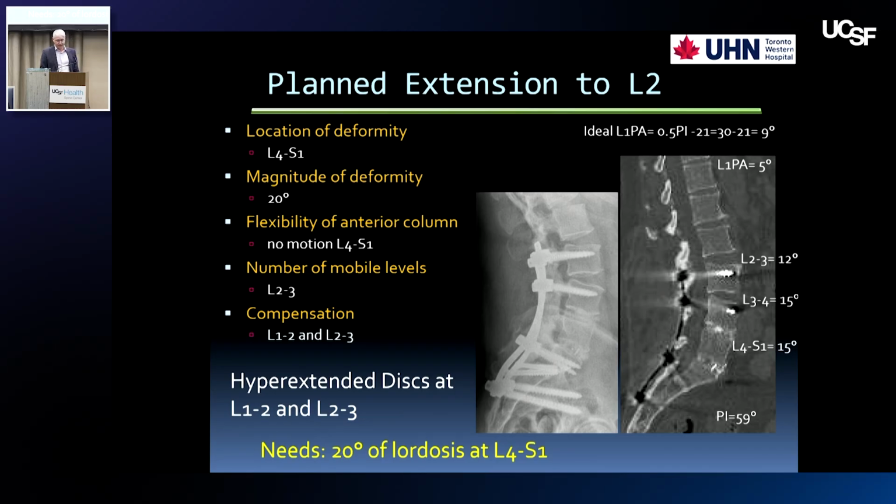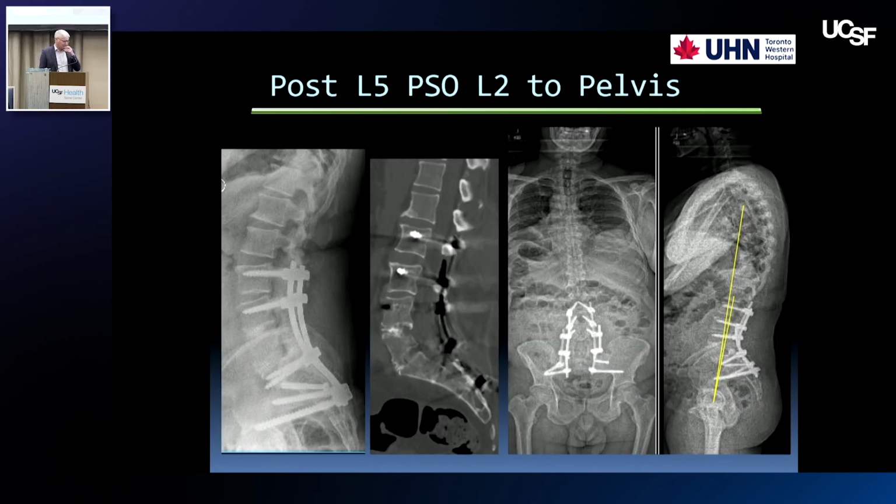Is he flexible through that anterior column? No, he's not. How many mobile segments? Well, they're at the higher levels. Do I really want to compensate through there? At the end of the day, if I'm going to go higher, am I going to keep this cascade going, or should I take a step back and fix his lordosis? And that's what we ended up doing.